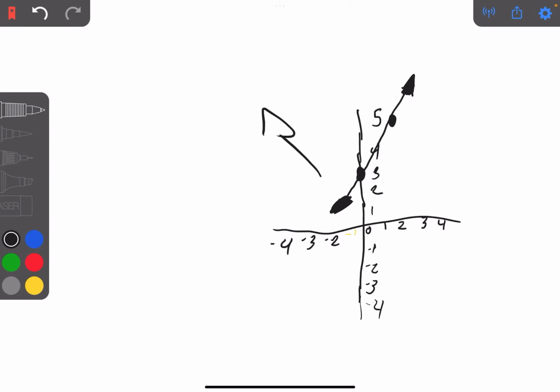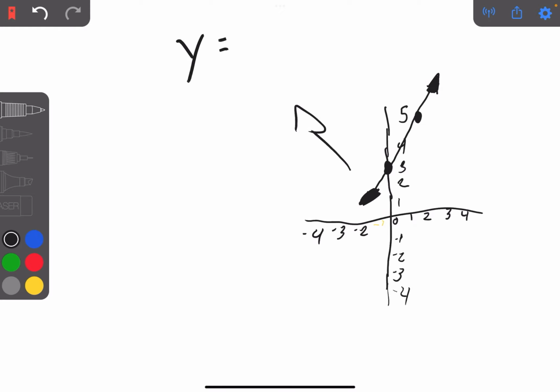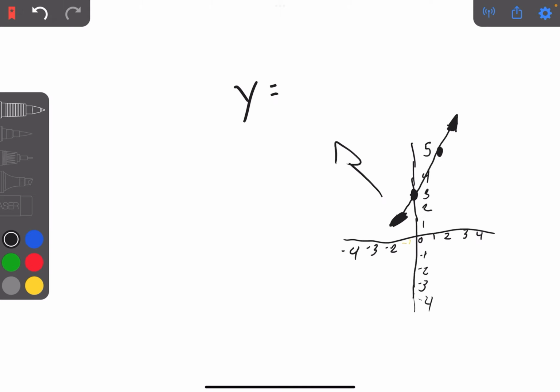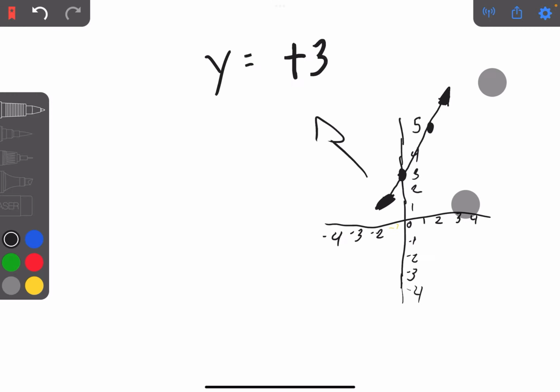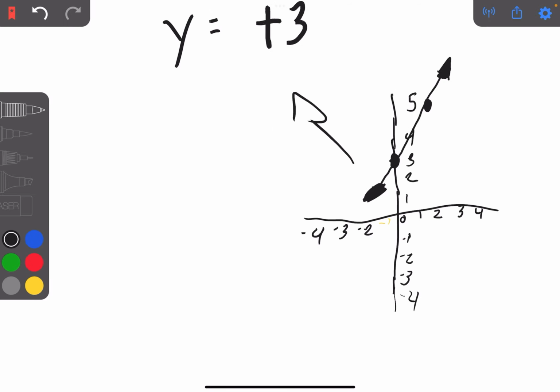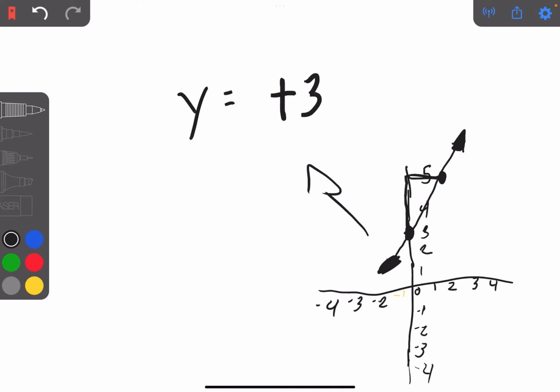Don't be intimidated. The first thing we do is we put our y, then we put our equals. So what do we know immediately from looking at this? Well, we know that our y-intercept is at 3 since x is 0, so we can immediately at the end put plus 3. So what is our slope? Well, let's think about this. We went up 2 and to the right 1.